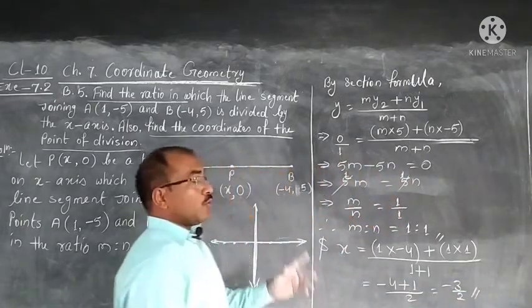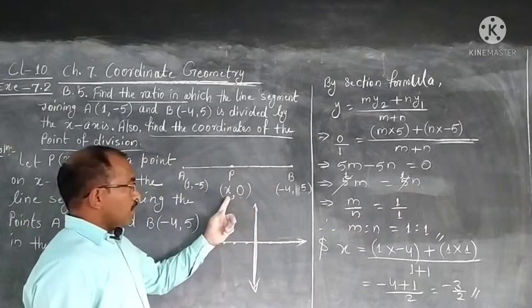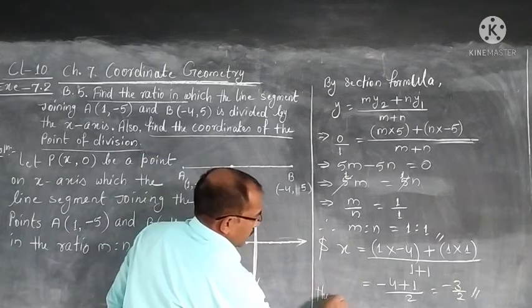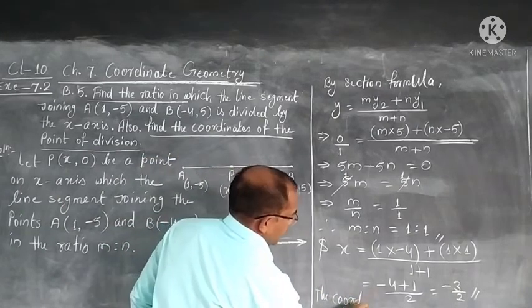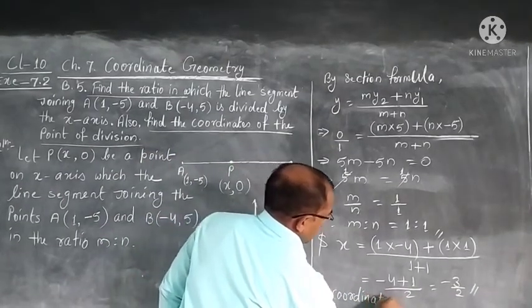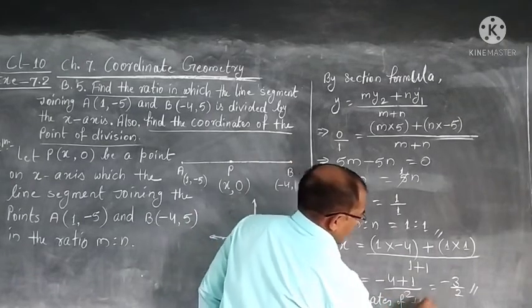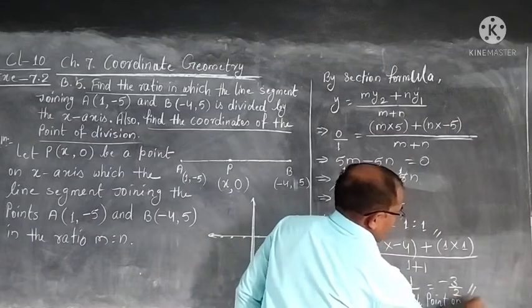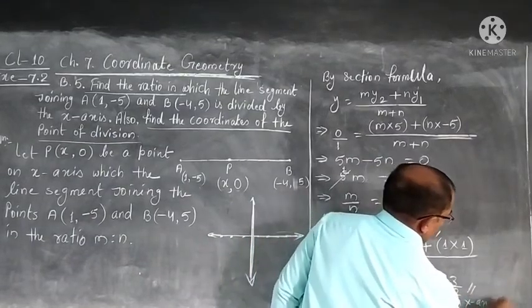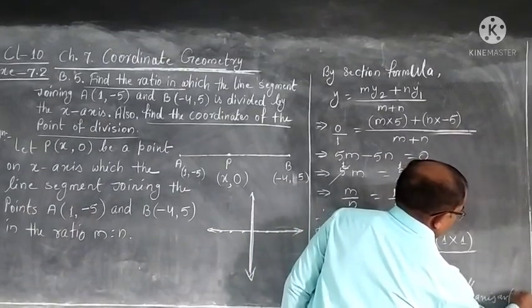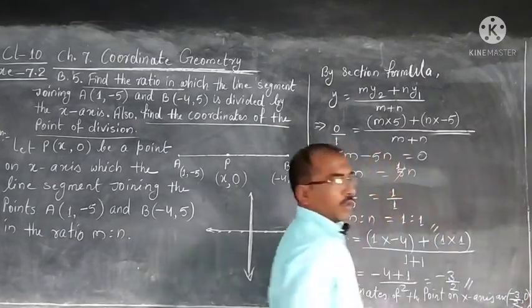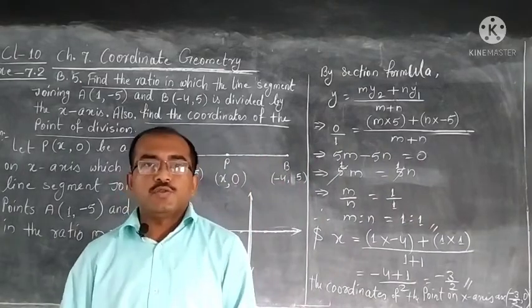So what will be the coordinates of this point? -3 by 2 and 0. We can write: the coordinates of the point on the x axis are (-3/2, 0). So we have completed this solution also.